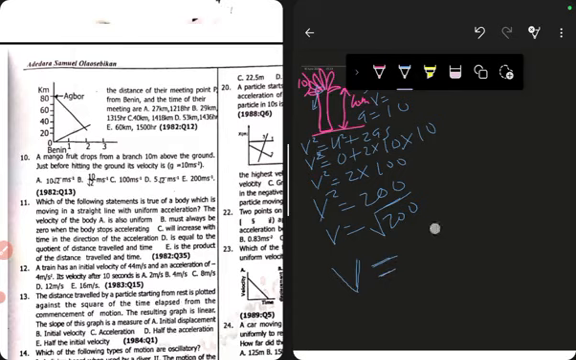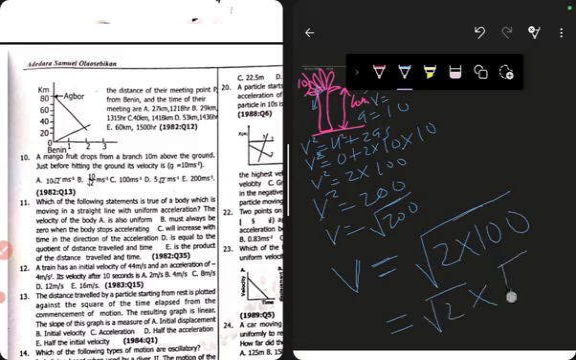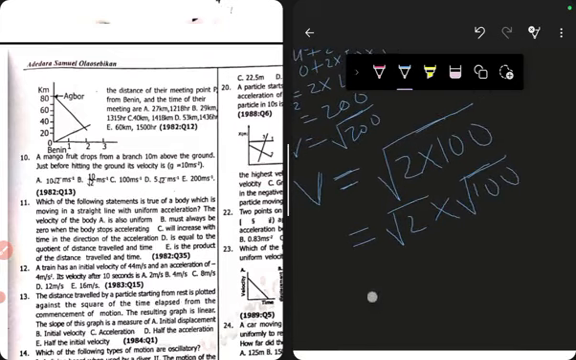So square root of 200, that means I have to look for a number that I can get out of this root, and that number is 100. This is the same thing as saying square root of 2 times square root of 100, right? We'll leave it as square root of 2 because we don't know the perfect square root. But we know the perfect square root of 100, which is 10. So that's 10 times root 2. So the velocity will be 10 times root 2, which is option A.